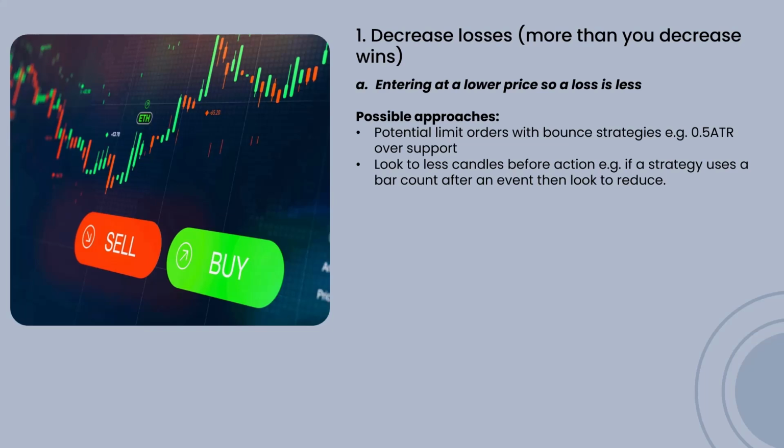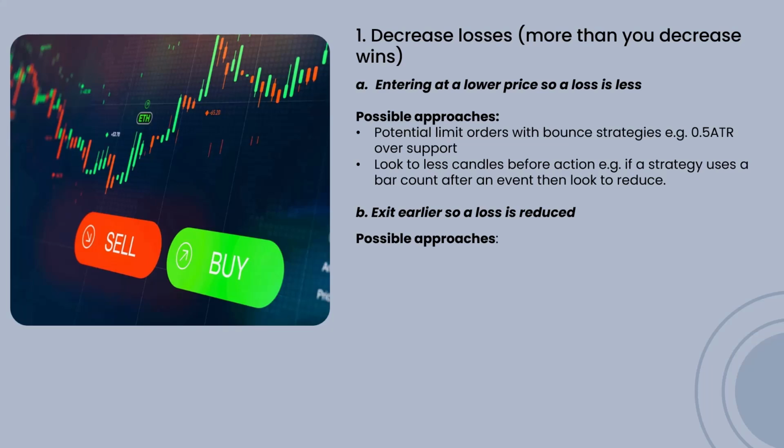You can possibly look at fewer candles before you take action. Some strategies use a bar count after an event. So, for example, we may say, as long as this trend continuation is in place after 8 candles, we're happy to gain a trade. Although we might decrease the number of trades, tightening the distance between a setup being about to happen and then it happening would often result in fewer losses.